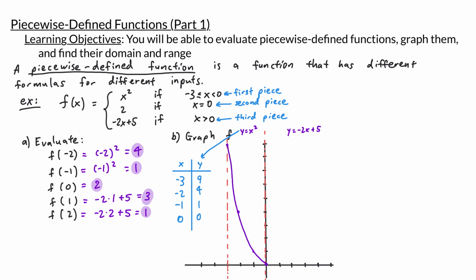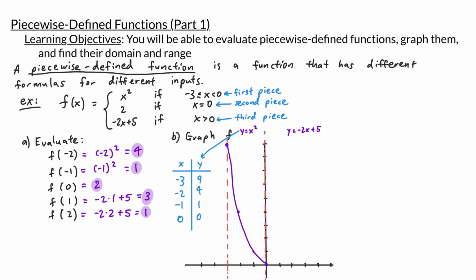Now, to finish off this first piece, we need to look at the boundaries to decide whether the point is actually included or not. So let's look at this left boundary at x equals -3. We want to ask ourselves, at -3, is the point -3, 9 actually on our graph? So looking at our first piece, we see that -3 is part of this first piece. So this point here is part of my graph. So I'm going to fill this in with a solid point.